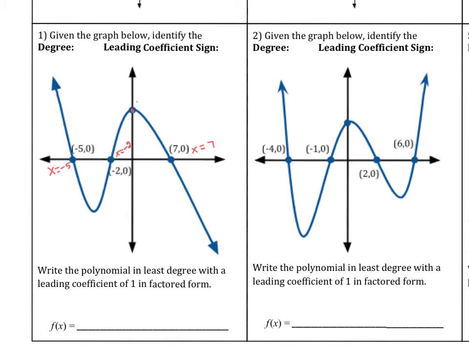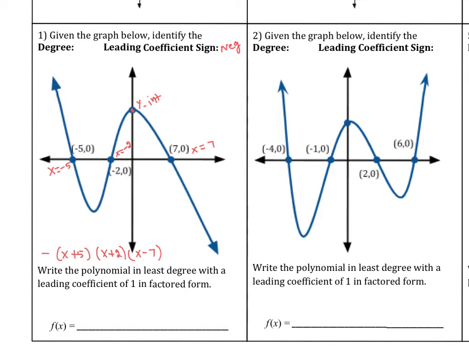This is a y-intercept, so we don't worry about the y-intercept yet. We're going to write that into factor form. So we're going to get x plus 5, x plus 2, and x minus 7. Now we're going to decide the sign in the front. It's rising on the left and falling on the right. It means it's negative. The leading coefficient is negative.